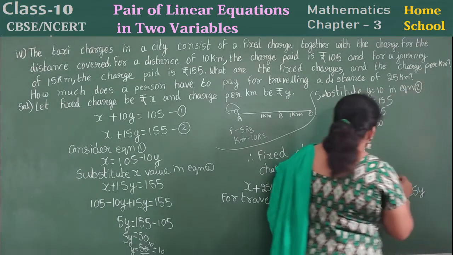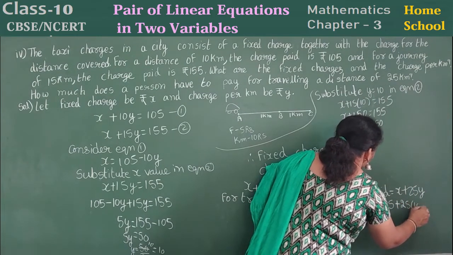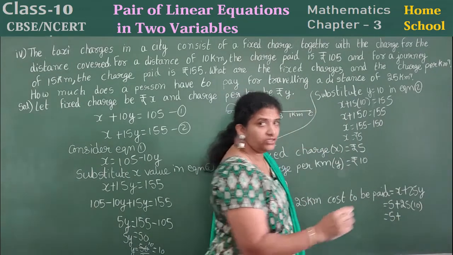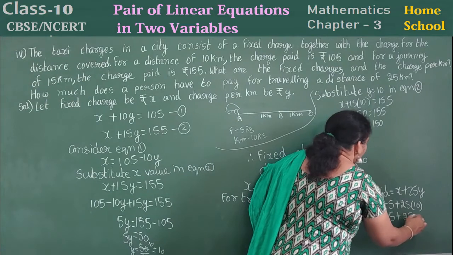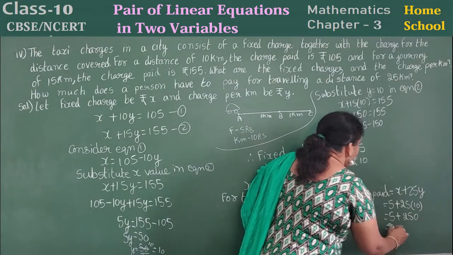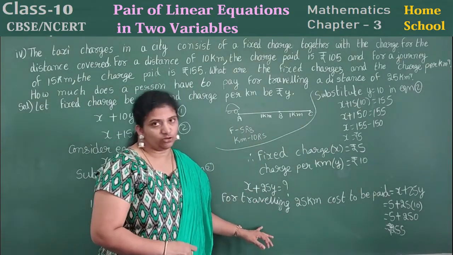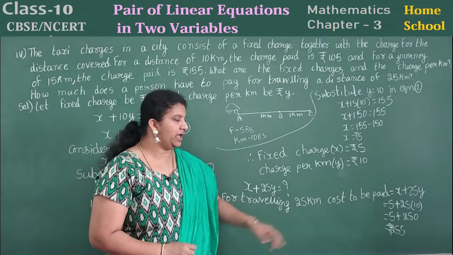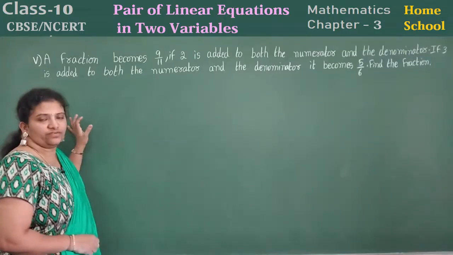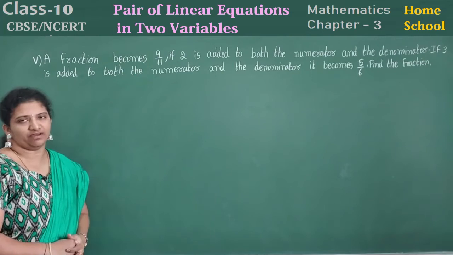What is your x value? 5 rupees, and your y value is 10. That will be 5 plus 25 tens are 250, right? 250 plus 5 will be 255. Therefore, you need to write here: to travel 25 kilometers, they need to pay 255 rupees. Fifth problem, a fraction becomes 9 by 11.